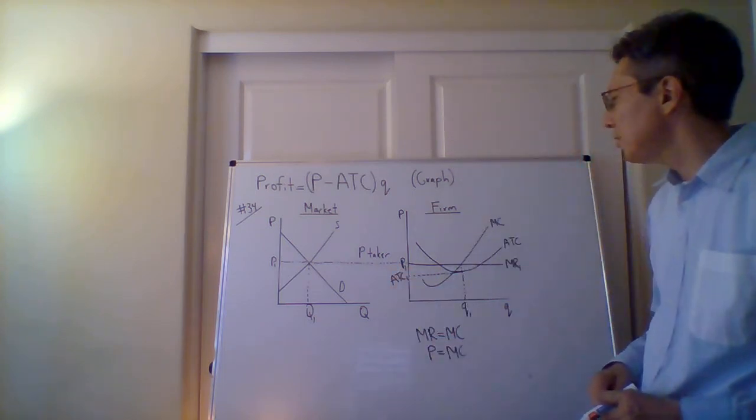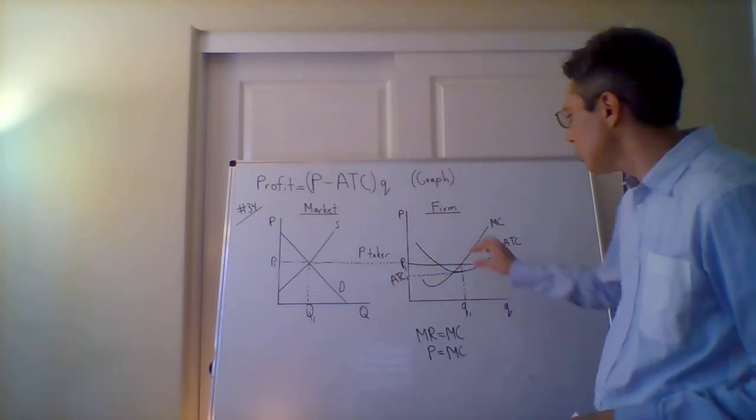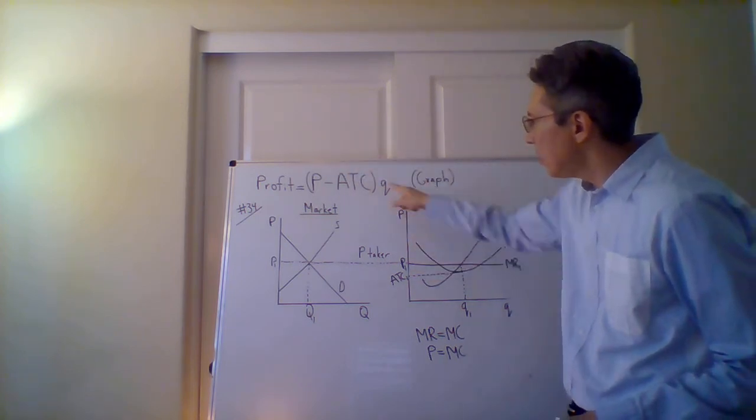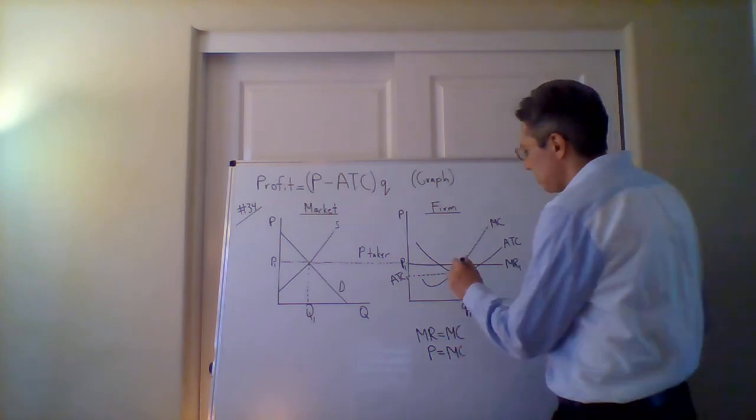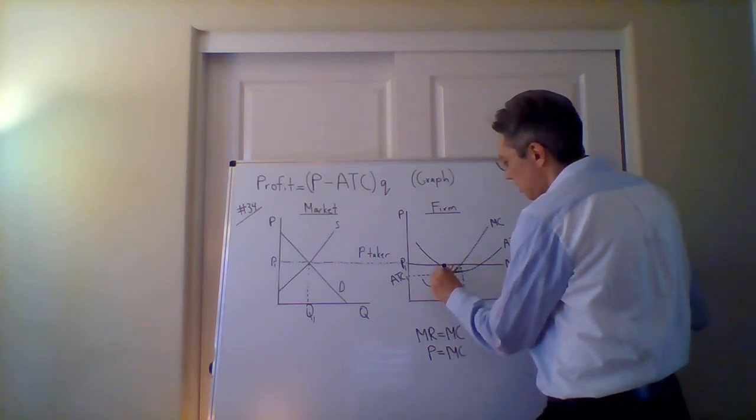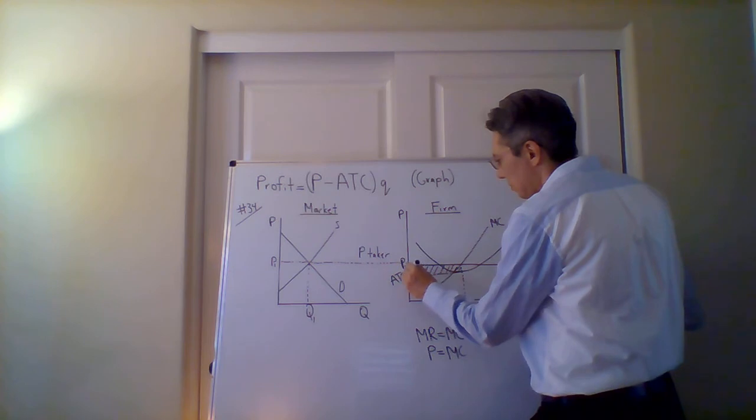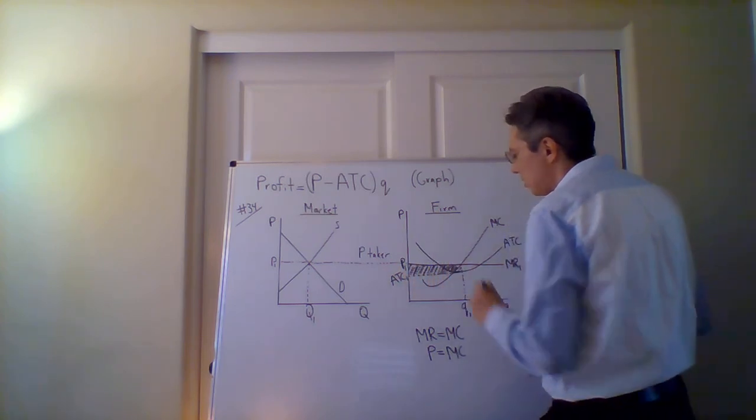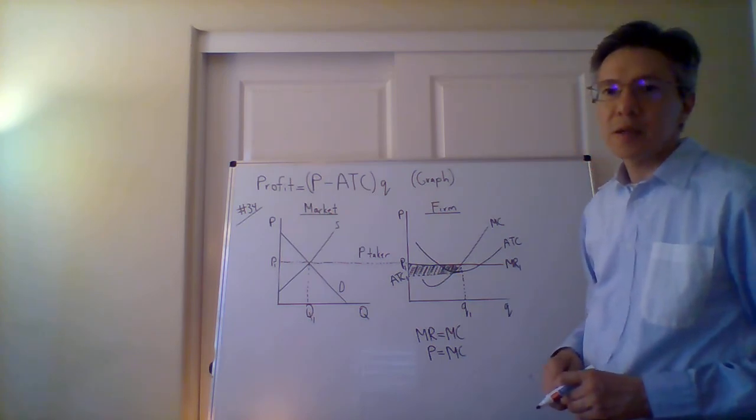Given that, where is our profit? It's just the difference between the price and the average total cost, times the quantity. So it's going to be equal to this area here. All right, so that's how you find the profit for a firm in the competitive market.